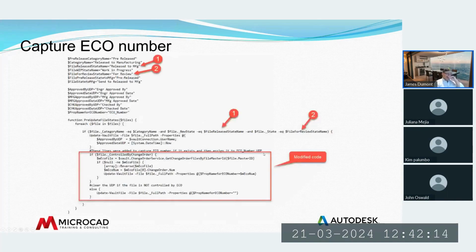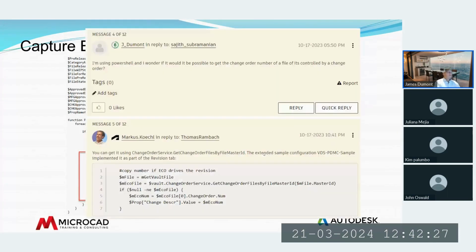Now, this code, if I was looking at it as a newbie, I'd be overwhelmed by it. It's like, what does this actually mean? And so how did I come up with that? Well, I didn't know how to do this either. I did a search. I went to the forum and I said, hey, is it possible to get the change order number of a file if it's controlled by a change order? I posted this at 5:50 in the afternoon. I got a response back at 10:40 that night. And this is the code that he sent me.